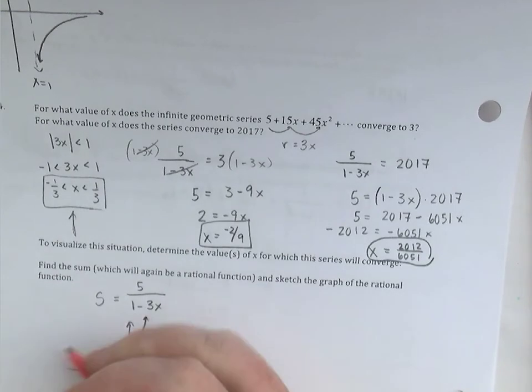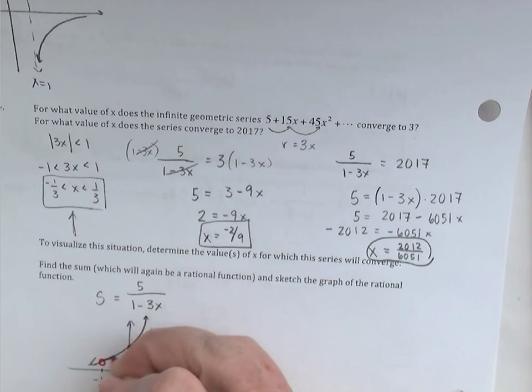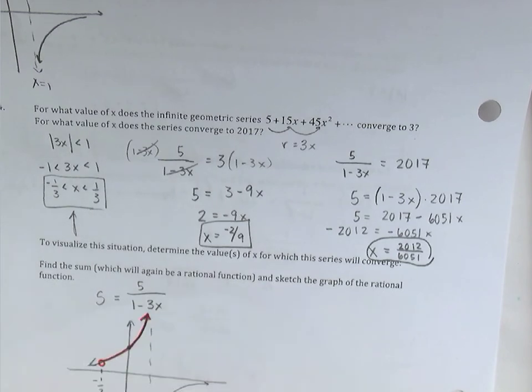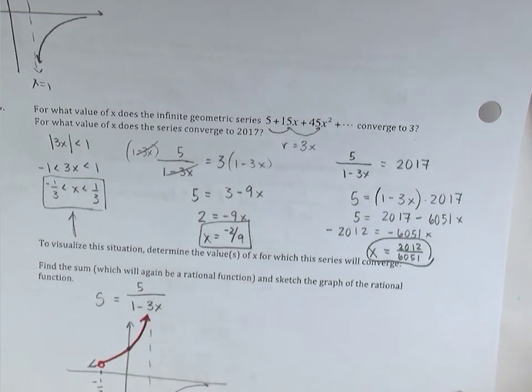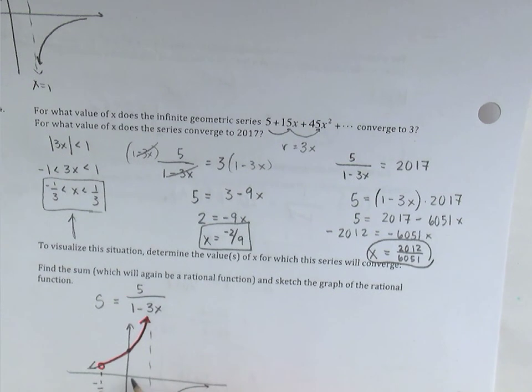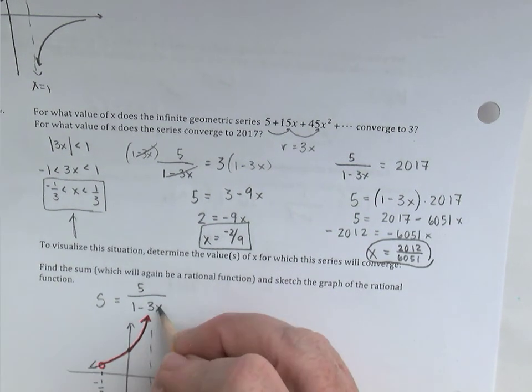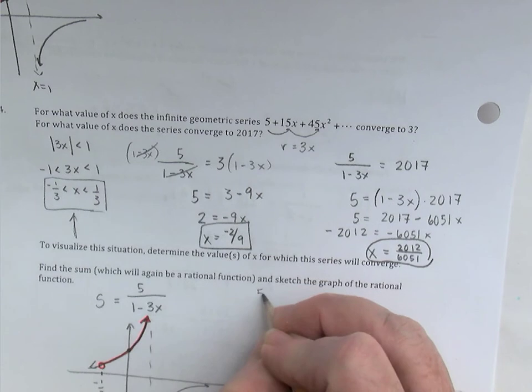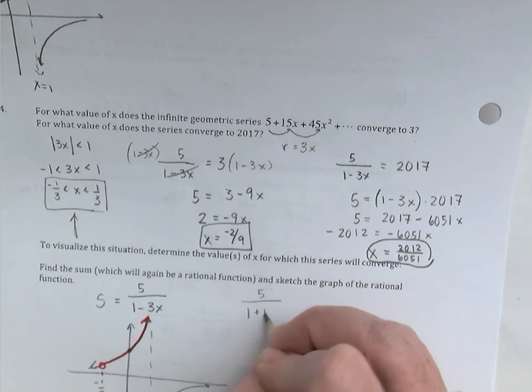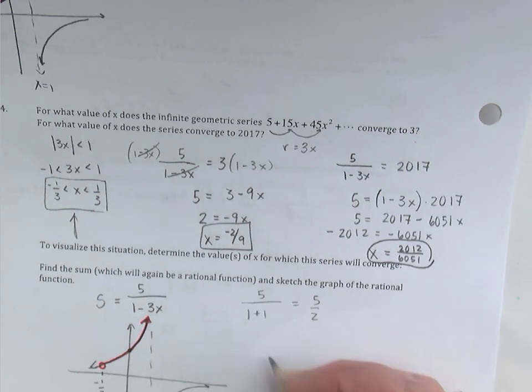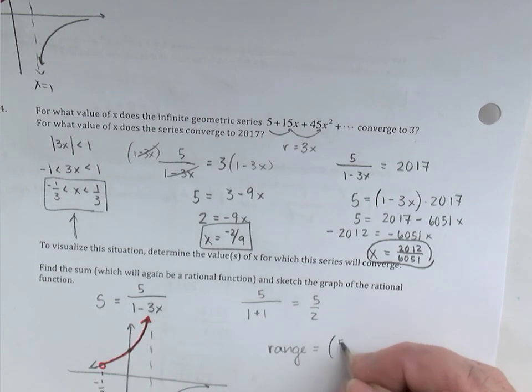So as far as the domain, this is the only part of the rational function that I'm going to look at. And if I did plug in negative 1/3 into this function, I would have 5 over 1 plus 1, which would be 5/2. So in fact, not that they ask, but the range for this is 5/2 to infinity.